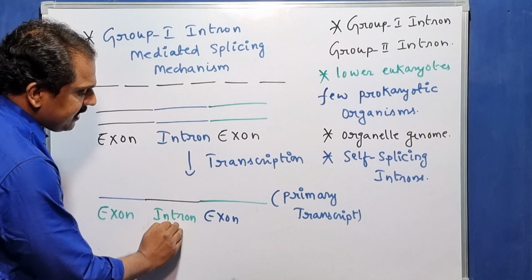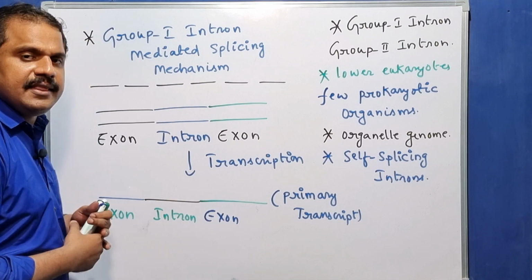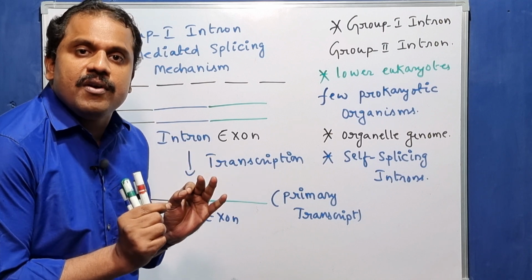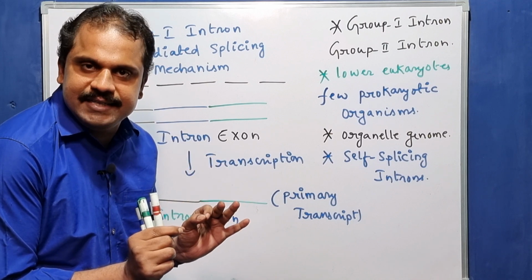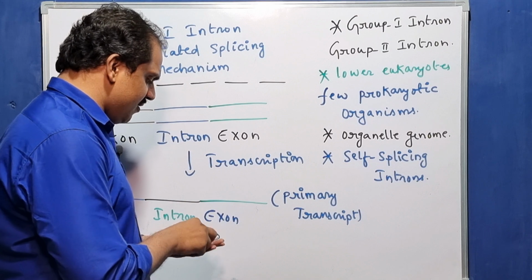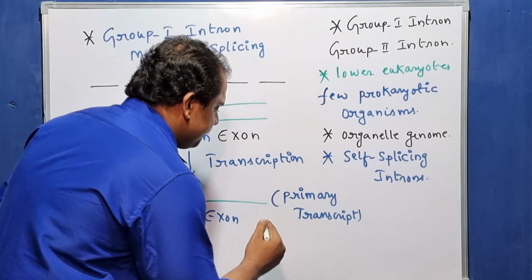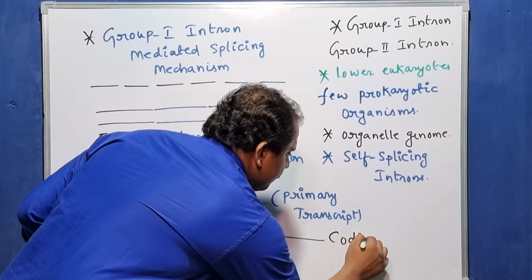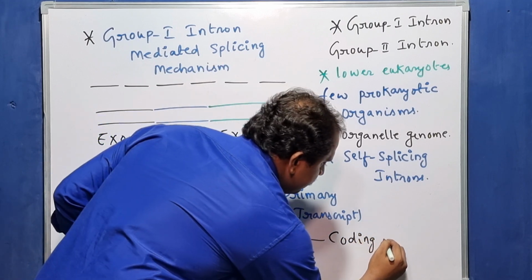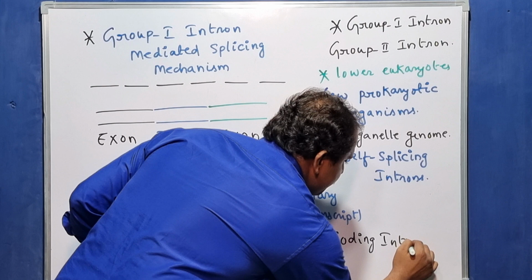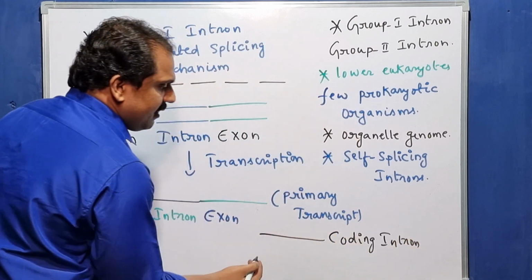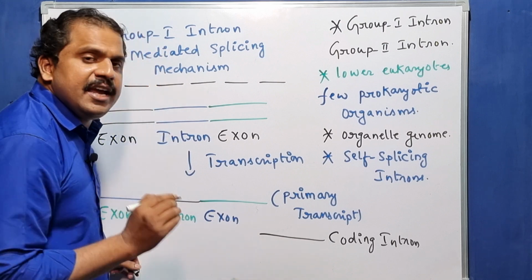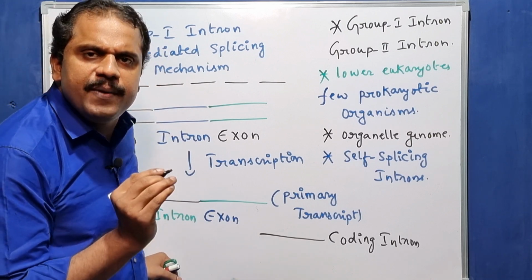In addition to this particular alternative form, there is one more alternative form, and here it is nothing but what? Coding intron. Is it clear? Coding intron. So let me write it here. Coding intron. Now the specific coding intron which has formed during the gene expression consists of an open reading frame.